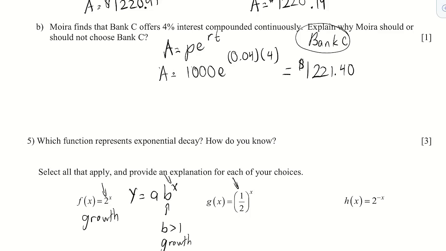Now taking a look at this, notice how this b value is not greater than 1. If it is between 0 and 1, this is going to be exponential decay. So this value is going to be decay.